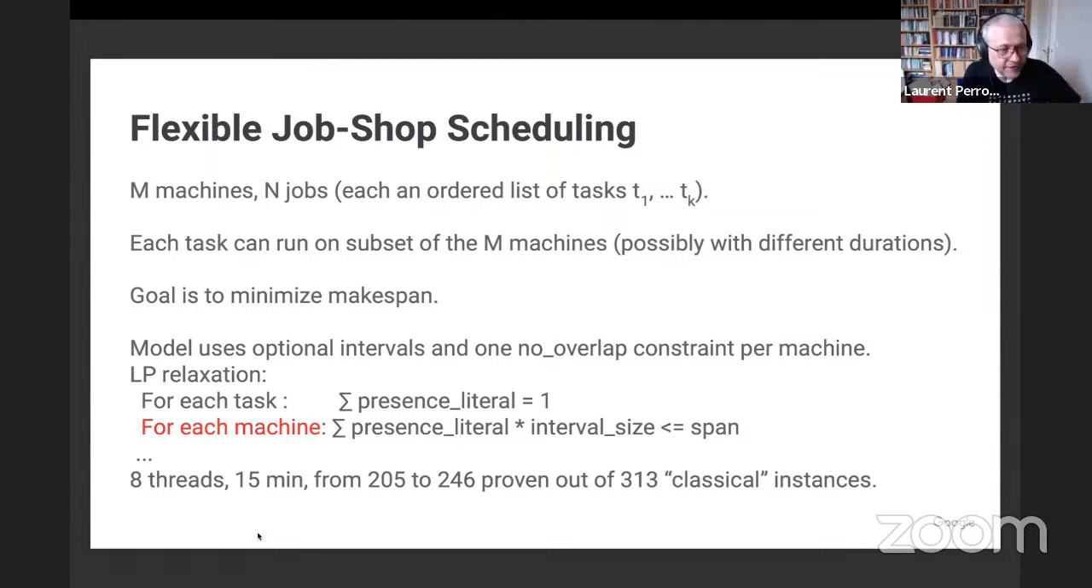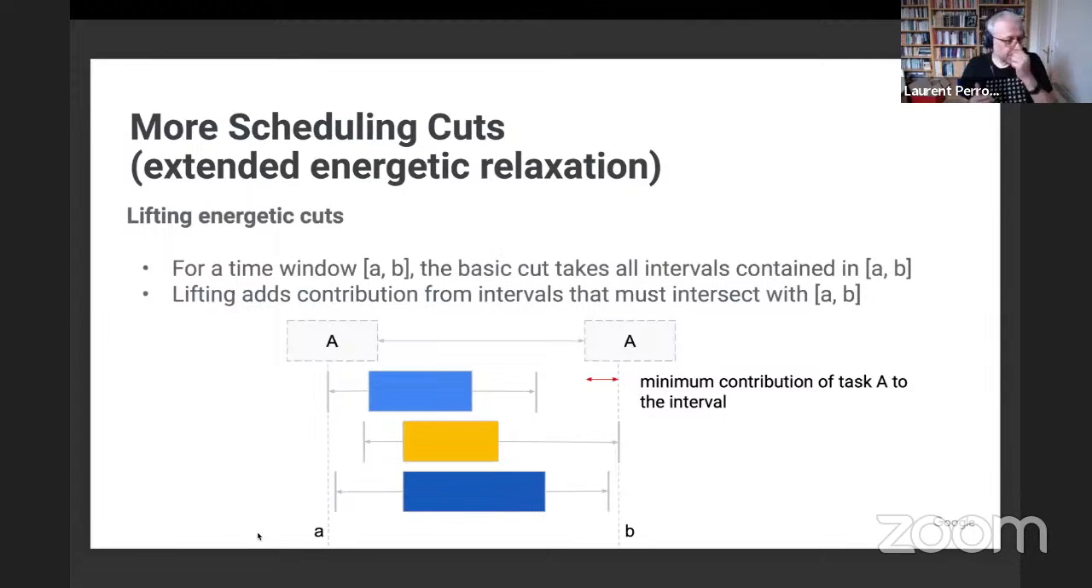And just adding that equation, with 8 threads, 15 minutes, on 313 scheduling flexible job shop problems, we go from 205 to 246 problems proven. Huge impact, from one equation. And you can do more than that. This was an example of energetic reasoning. You can lift that, meaning you can look at tasks that overlap your time window, and they have a minimum contribution.